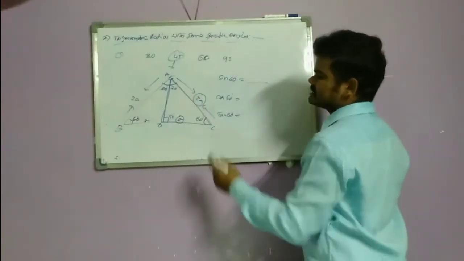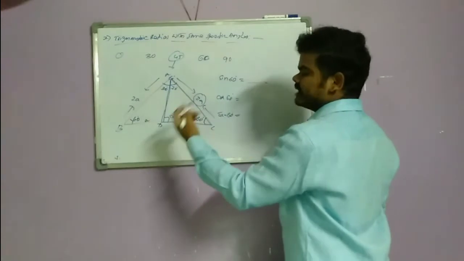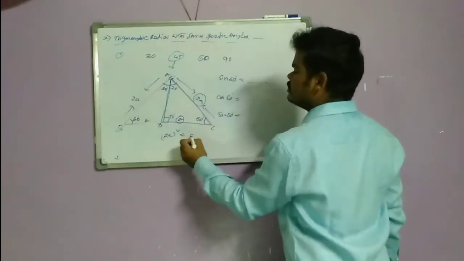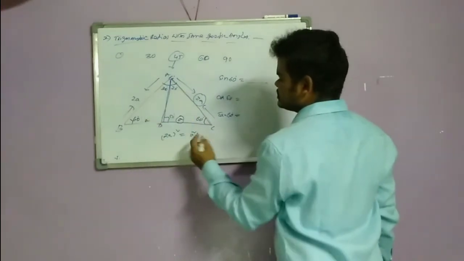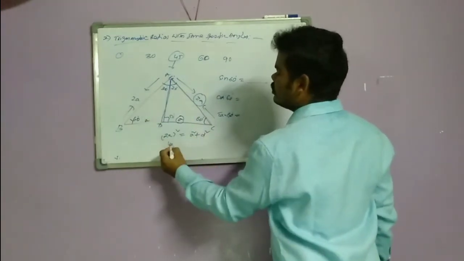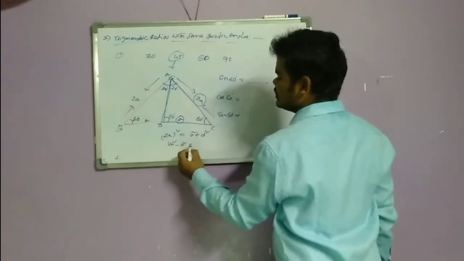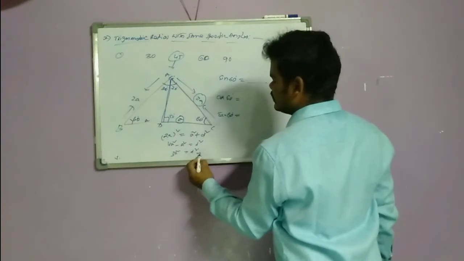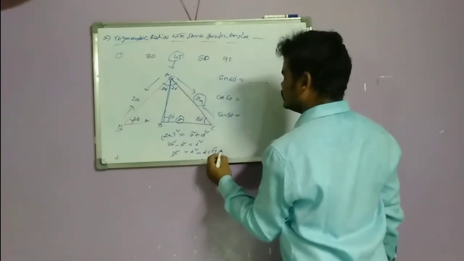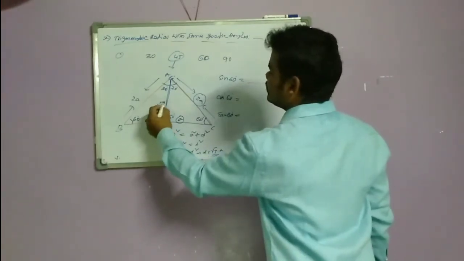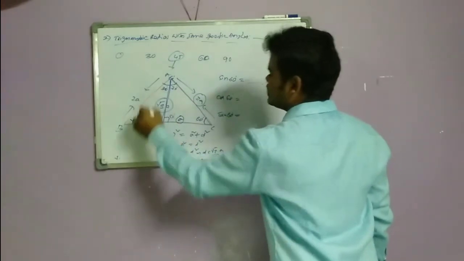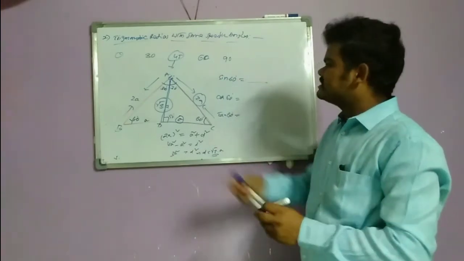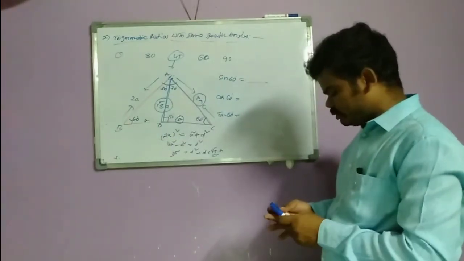According to the Pythagoras law, what does Pythagoras law say? Square of the hypotenuse, 2a whole square, is equal to a square plus d square. Now 4a square, a square coming to this side, is equal to d square. 3a square is equal to d square. Here d is equal to root 3 into a. What is the length here? Root 3 into a. This is the perpendicular distance between A and D, root 3 into a.